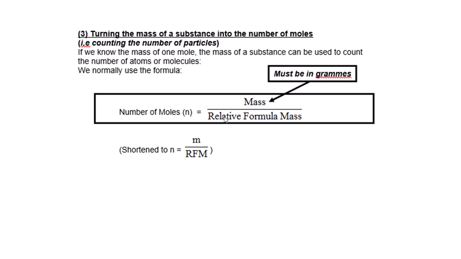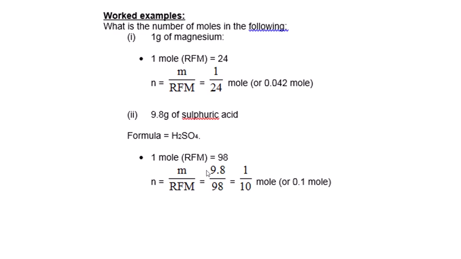So if you think of the logic of that, suppose the mass of 1 mole was 50 and you had 50 grams, well 50 over 50 would be 1 mole, and that would make sense. Or if you had 100 grams and the mass of 1 mole was 50, 100 over 50 would be 2. So to count the number of moles, you divide the mass that you've been given, which must be in grams because 1 mole is always in grams, and divide it by the relative formula mass. It's usually shortened to this, so this is an equation that we'll use an awful lot: n equals m over RFM.